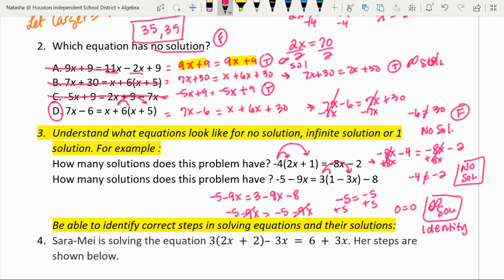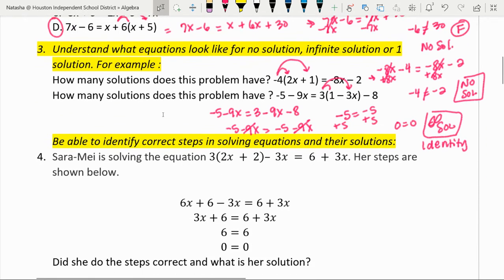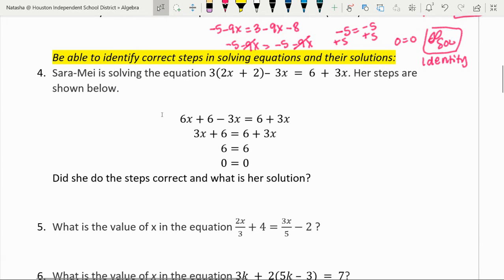Okay. Let's see. Number 4. Let's go to question number 4. All right. Sarah May is solving this equation and we want to distribute. Her steps are given below. Okay, so if I distribute 3 times 2x, that gives me 6x. 3 times positive 2 is going to give me 6. Then she brought down the negative 3.